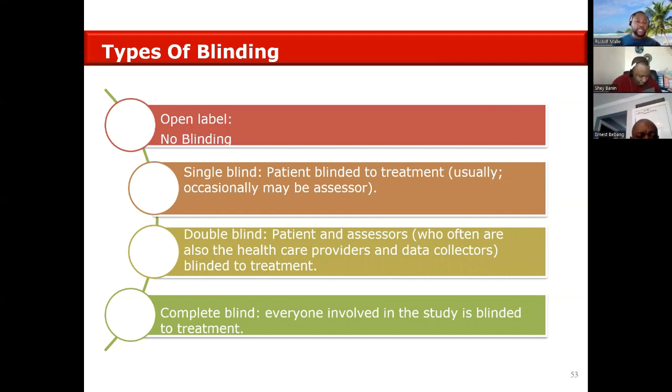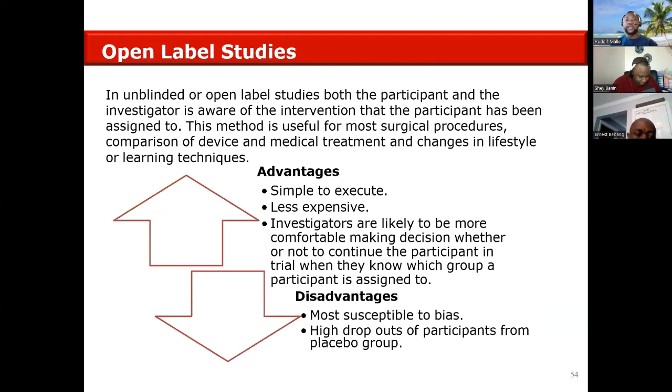Double blind, patient and the investigator assessor, who often are the healthcare providers and the data collectors, are blinded to the treatment. It means that everybody is blinded. Complete blinding means everyone in the study is blinded. Of course, when we talk about everyone, we mean the investigator, the subject, the data person, the CRA, everyone is blinded, right? But for a double blind, only the patient and the investigator are blinded. You as a CRA, you will not be blinded because you are working for the sponsor, so you know that the study is not blinded.